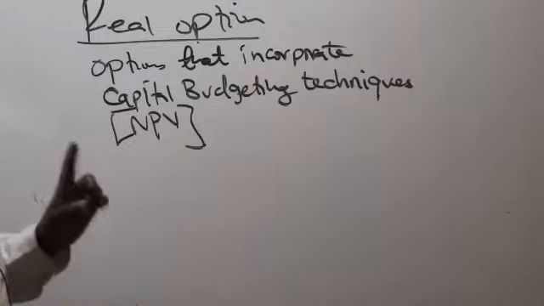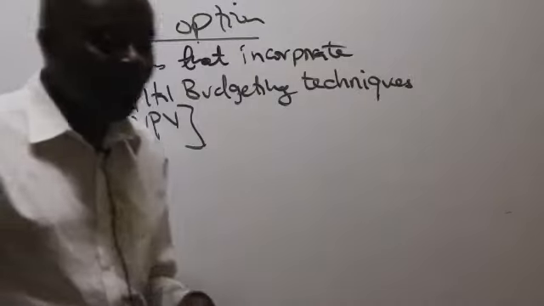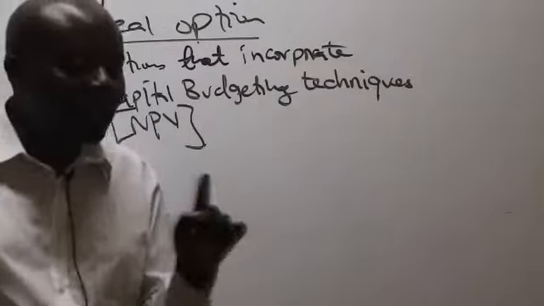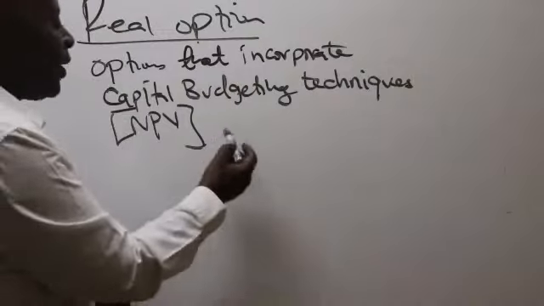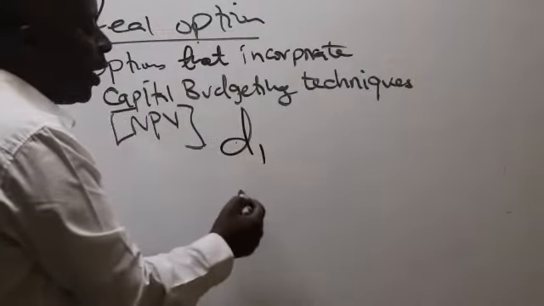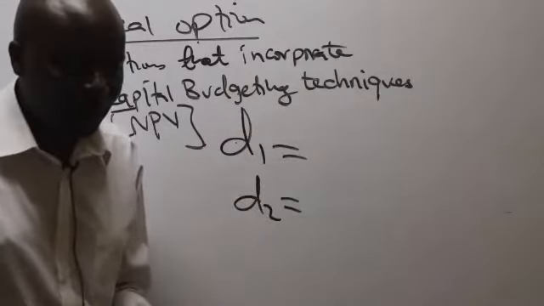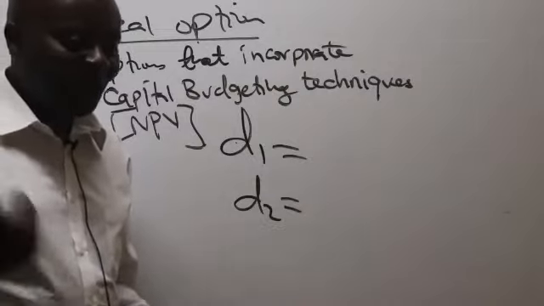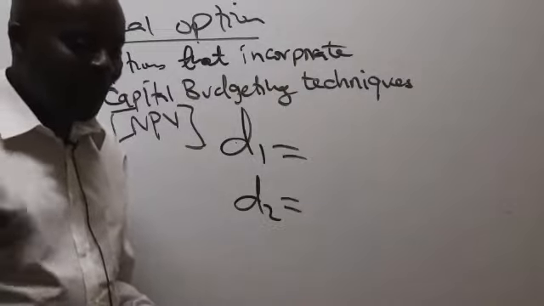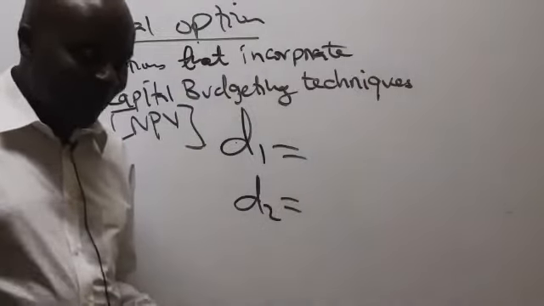And this reminds me that my students here have forgotten that with these real options, we used to use some funny things. We used to use D1. Is there anybody who is able to remember the Black-Scholes model? Black-Scholes is quite popular. Is there anybody who is able to remember Black-Scholes?